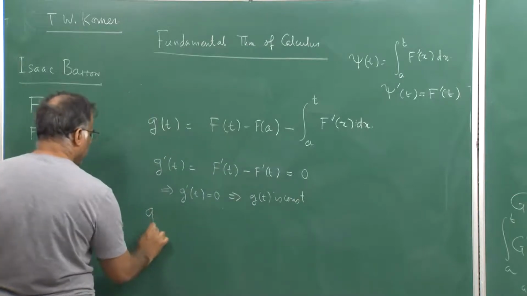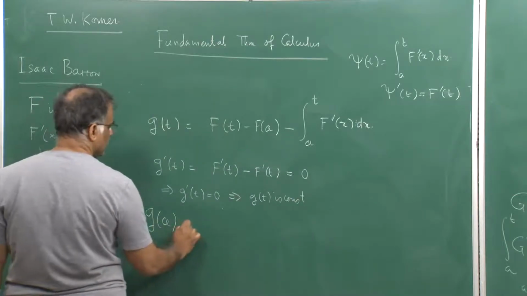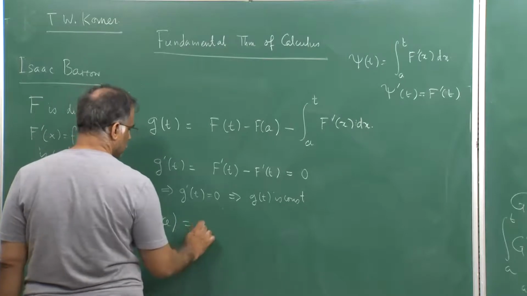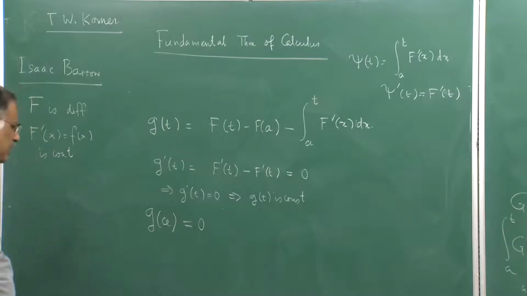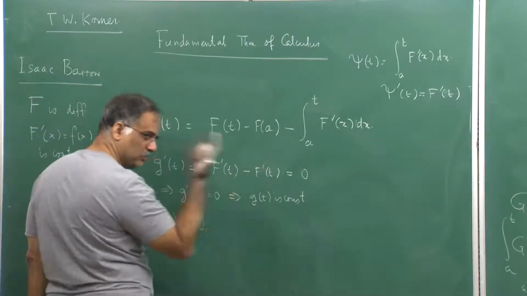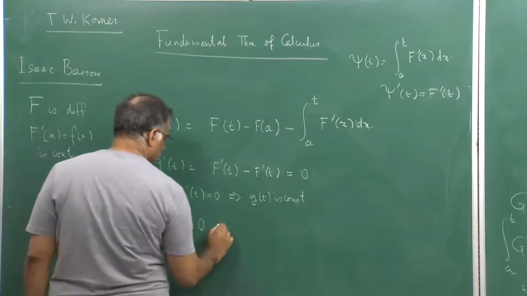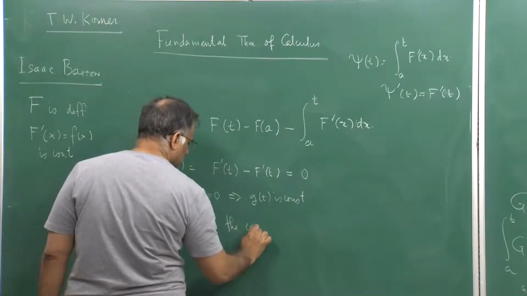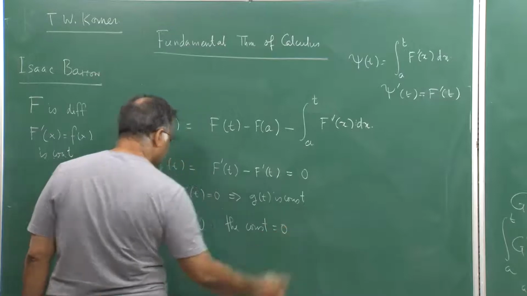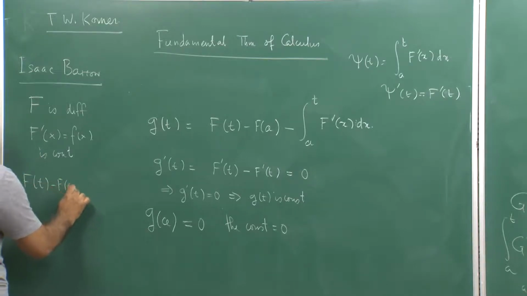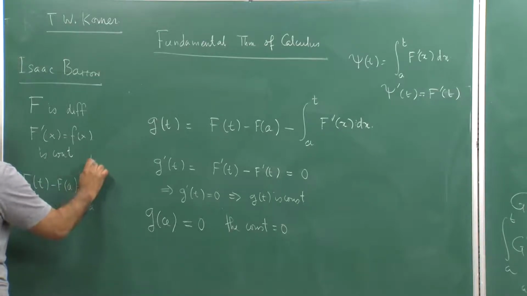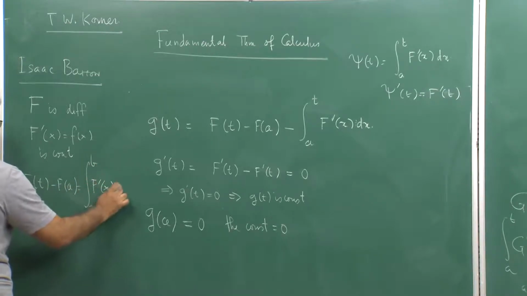Now calculate g of a. That will be what? Will be 0. So because g of t is constant, then this constant must be 0, right? So the constant is equal to 0. So that simply means g of t is equal to 0. Which means that F of t minus F of a is equal to integral a to b f dash x dx.